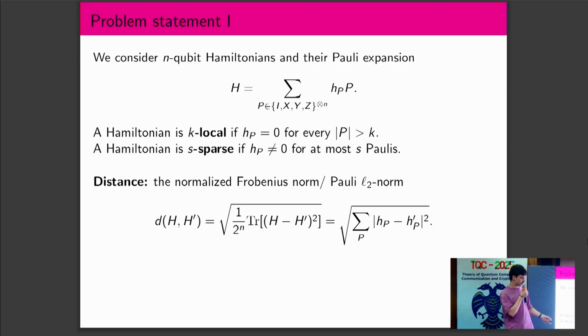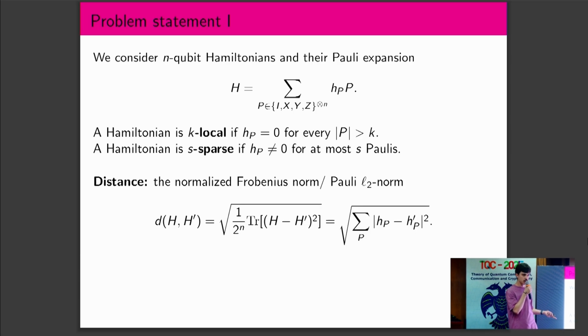And that is thanks to this equality, which is known as Parseval's identity, that tells you that the normalized Frobenius norm is just the L2 norm of the Pauli coefficients. So if we want to know something of a Hamiltonian with respect to the normalized Frobenius norm, we just have to extract information about the Pauli coefficients. So this is the distance.